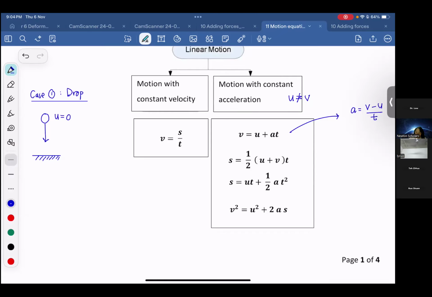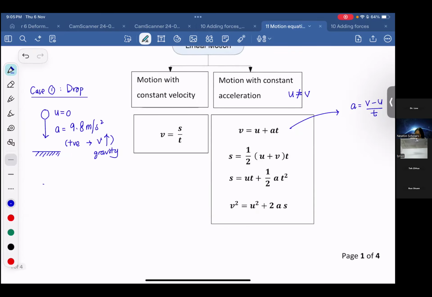What information do we know? Acceleration. An object dropping will increase speed from time to time. It will accelerate because gravity is pulling. How fast does it accelerate? 9.8 meters per second squared. This is a positive value because the speed is increasing, gravity pulling it. These 2 pieces of information will not be given to you by the question. They assume you know it by yourself. So this is case 1. We go to case 2. We throw something upwards.